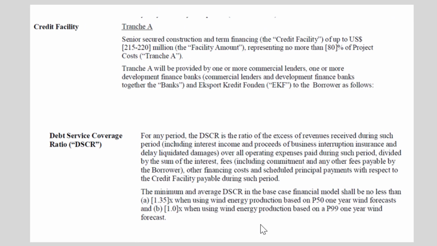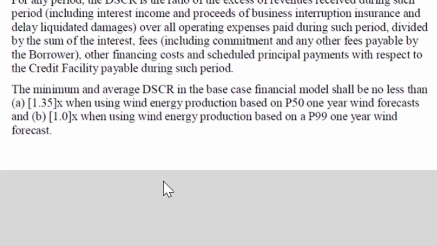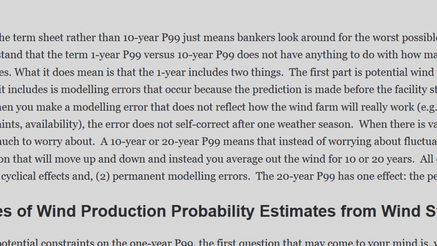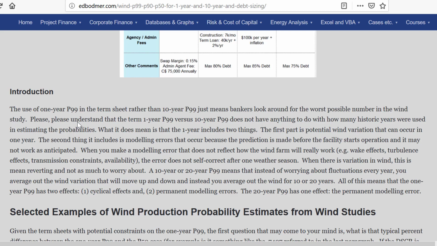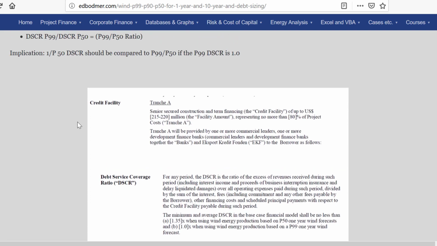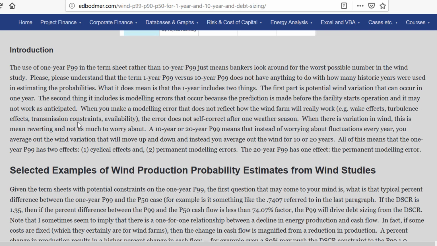Now I put some of my favorite little quotes from term sheets. This says the DSCR in the financial model should be no less than 1.35 based on a P50, one time based on a P99, and then I have a bunch of other examples where I put P99, P50. They're all sorts of different things, and I didn't put here that they're also debt to capital constraints. So that's supposed to be an introduction to show you that you have different DSCRs and they relate to P50 and P90.